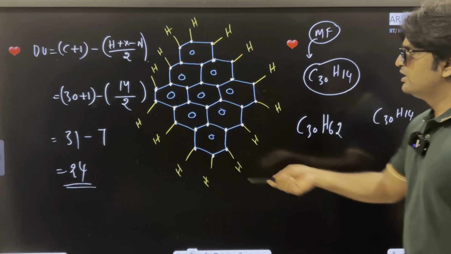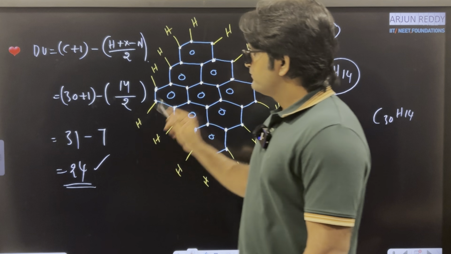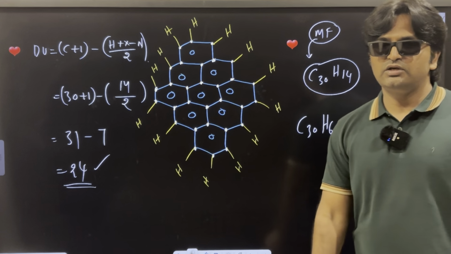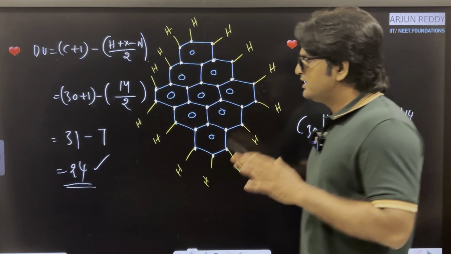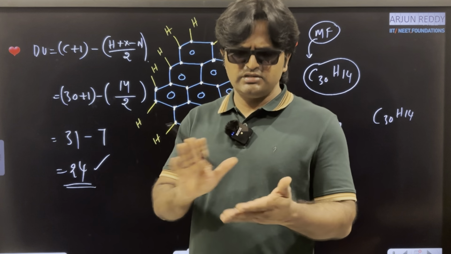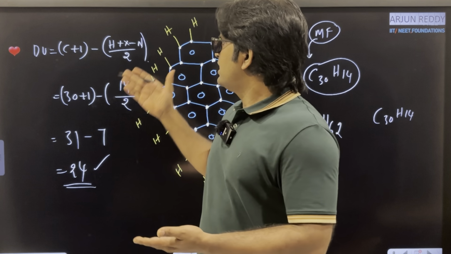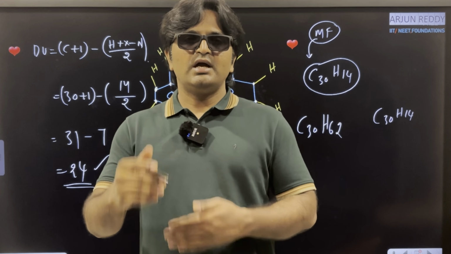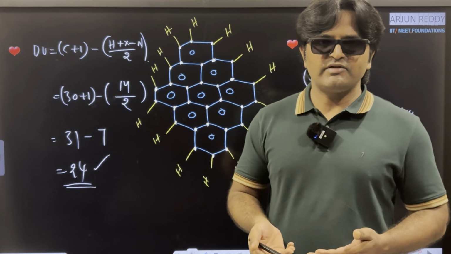Best, you look at this one. According to this formula, what is the degree of unsaturation? 24. This is the first method, and in general I prefer only this method. Okay, it is a very convenient method. You just find out the number of carbon, hydrogen, halogen and nitrogen, and directly you will get the degree of unsaturation.